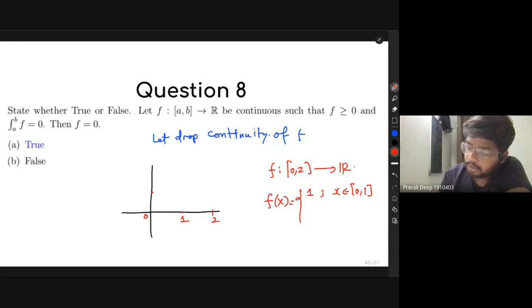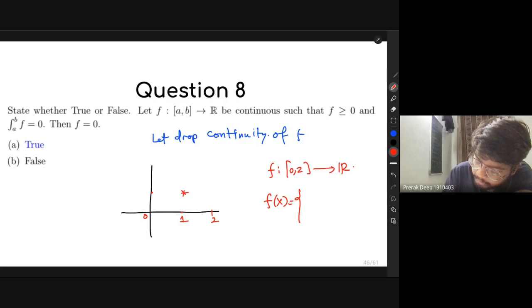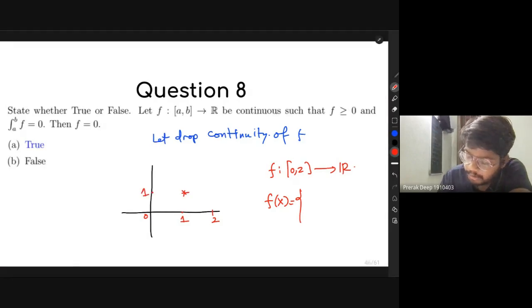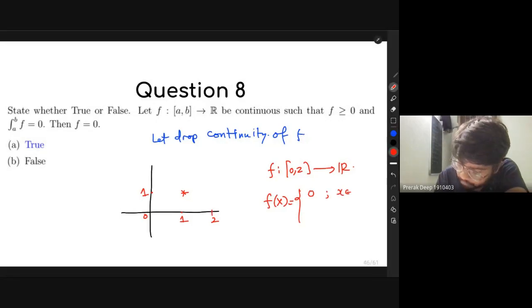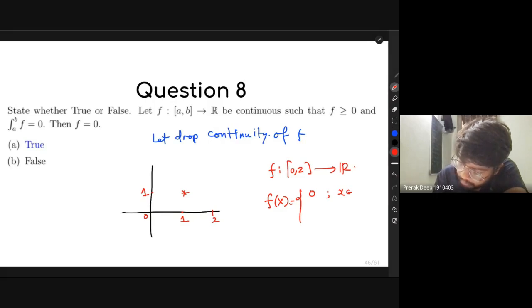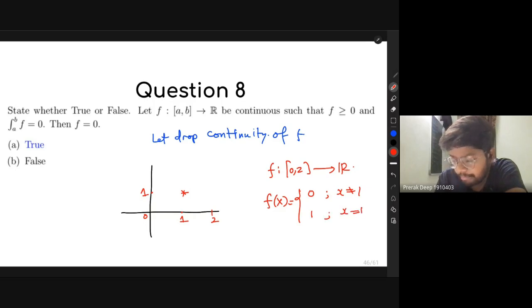Yeah. So the best example can be: you take at a random point, for example at one, you take the function to be one, and at the rest of the interval it is zero. So zero for x not equal to one, and one for x equal to one. Okay, so this function is not continuous, but the integration of this function will be zero.